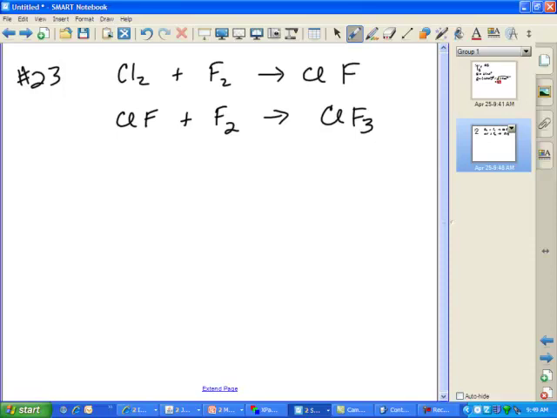What do you guys get? Wouldn't the second one just be 1, 1, 1, because there's 3 F's and 1 0. Mm-hmm. What about the top one? 1, 1, 2. Okay, good.